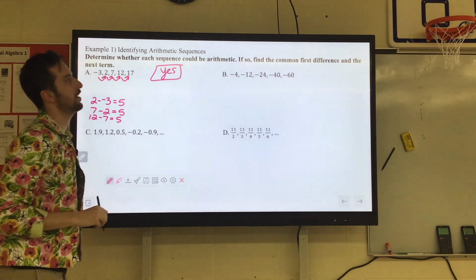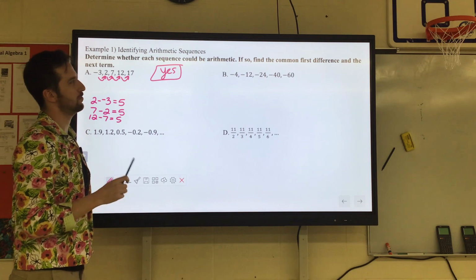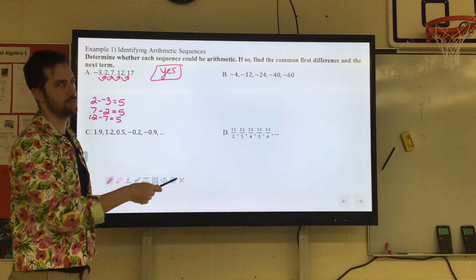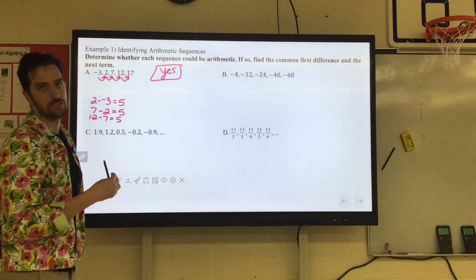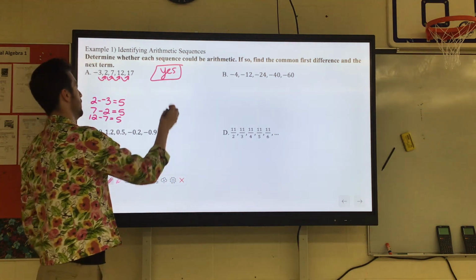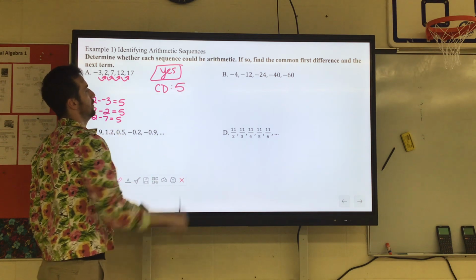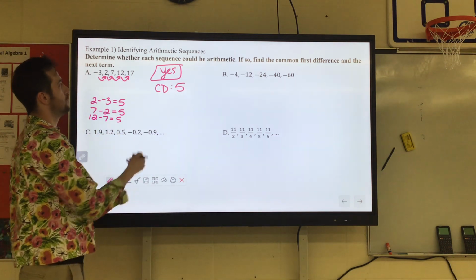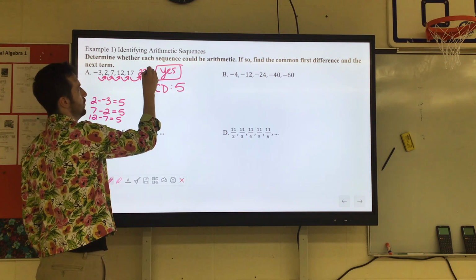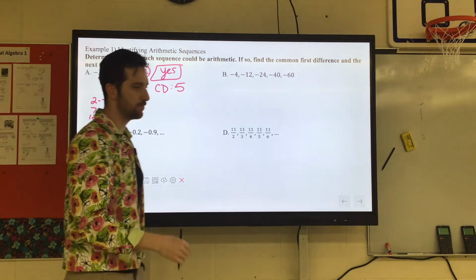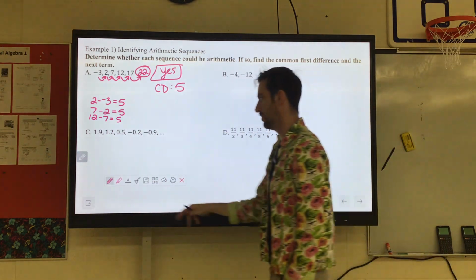If so, find the common difference first and the next term. I think that's supposed to say find the common difference first and then the next term. All right, so the common difference is what number are you adding each time? We're adding 5, so let's say the common difference is 5. And then the next term, if we kept that going, 17 plus 5 is 22. Cool. So if you are adding the same amount, it is an arithmetic sequence.